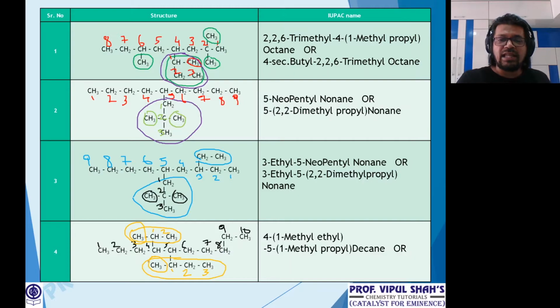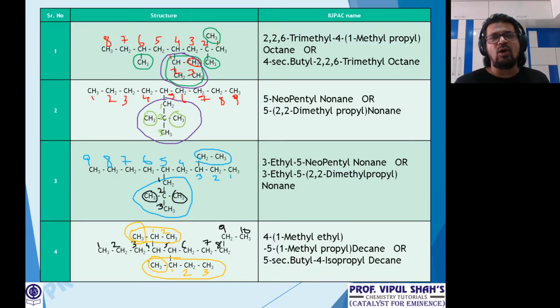5 sec-butyl, 4 isopropyl, skeleton of 10, decane. Getting the idea how these names are, everybody? So till now, all 18 alkyl groups we did, branching was only methyl and ethyl. We didn't have anywhere tert-butyl or neopentyl as a branch. So if they are the branches, then the nomenclature is this way.